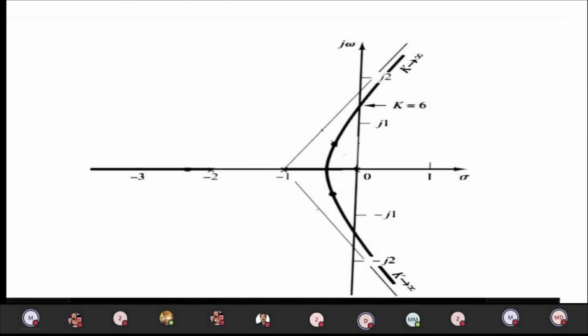You will be having angle of asymptotes. So you are having a breakaway point. From this breakaway point, the roots break away and cross the imaginary axis, running in parallel with the angle of asymptotes. So this is the root locus for this problem.